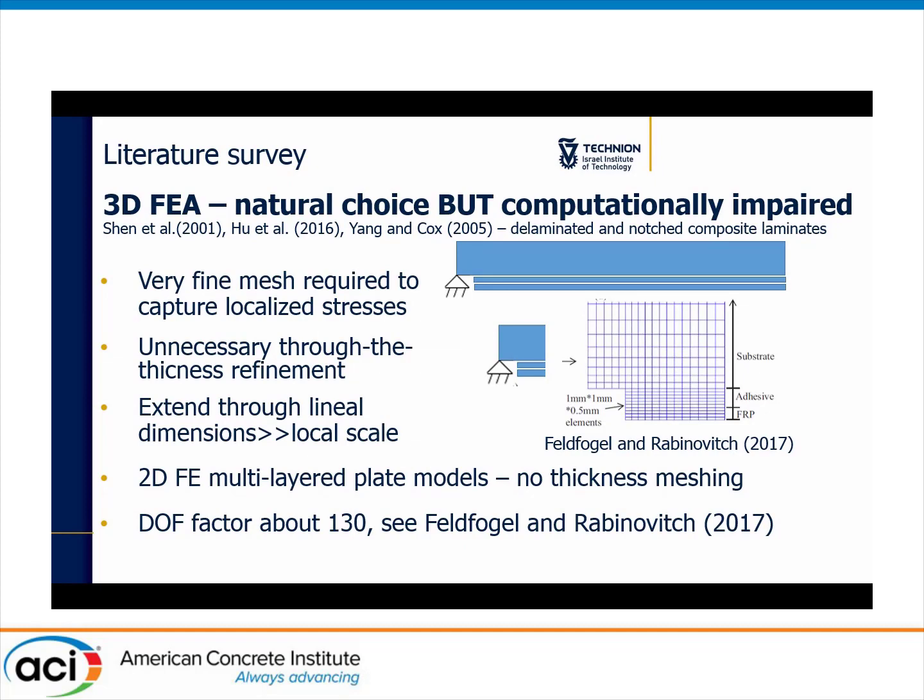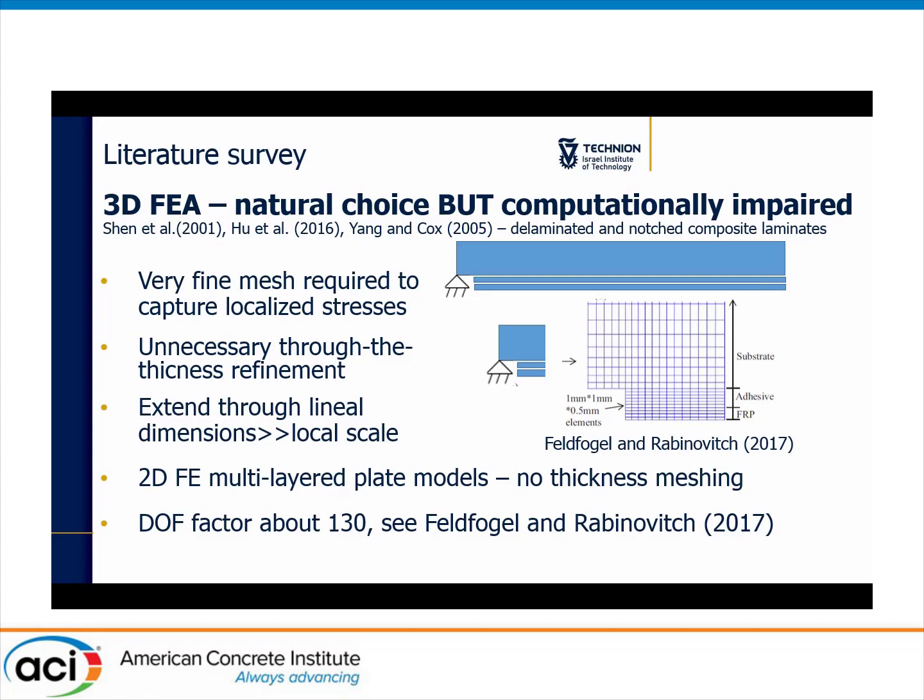A computationally more efficient alternative to the 3D approach is two-dimensional finite element plate models, where no thickness meshing is required, thus making the computation much more economic and quick.